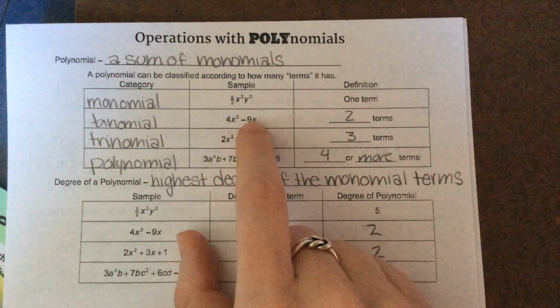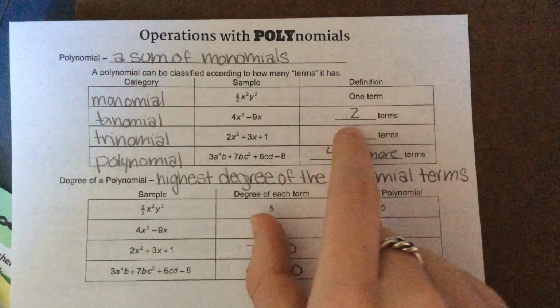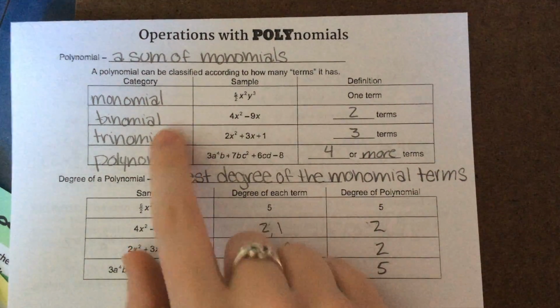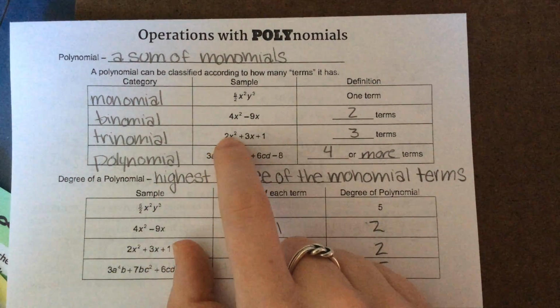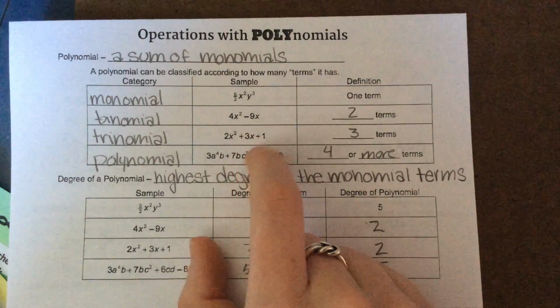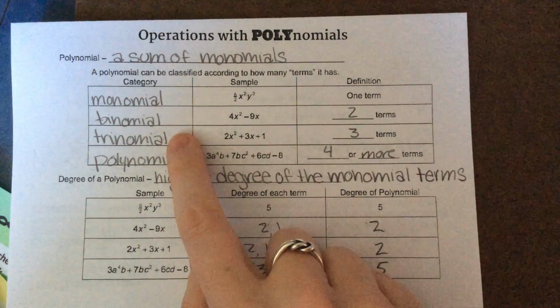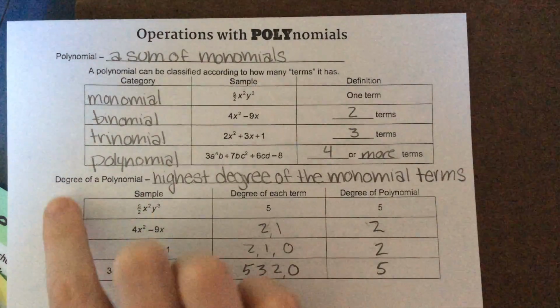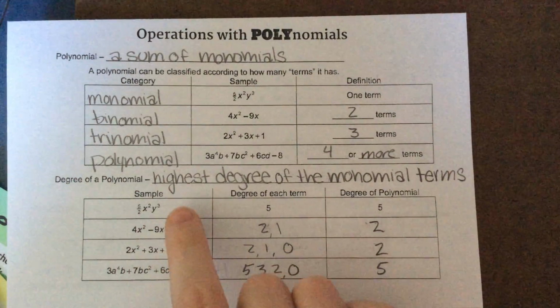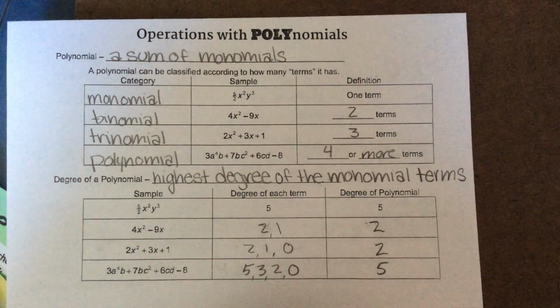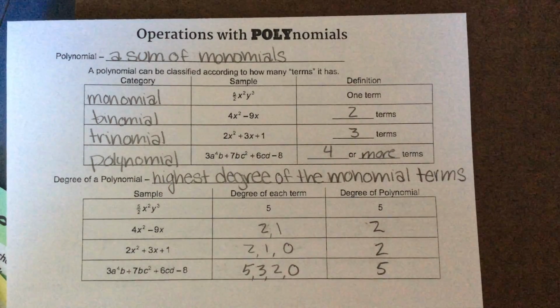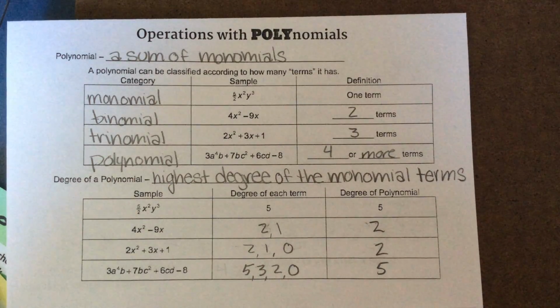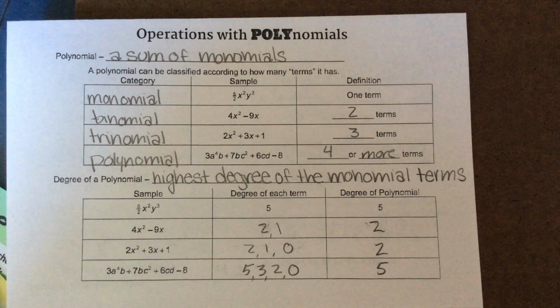If something has two terms, 1, 2, we call that a binomial. Has three terms. That 2x squared is one term, that 3x is one term, and that 1 is one term. That's a trinomial. And for 4 or more terms, that's a polynomial. The degree of a polynomial, you have to figure out the degree of each term, and whichever term has the highest degree, that's the degree of the polynomial.